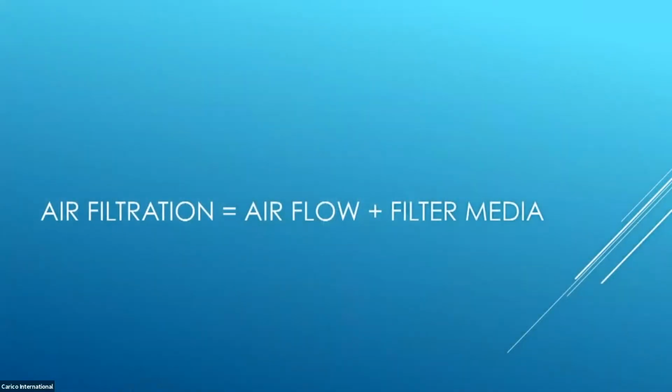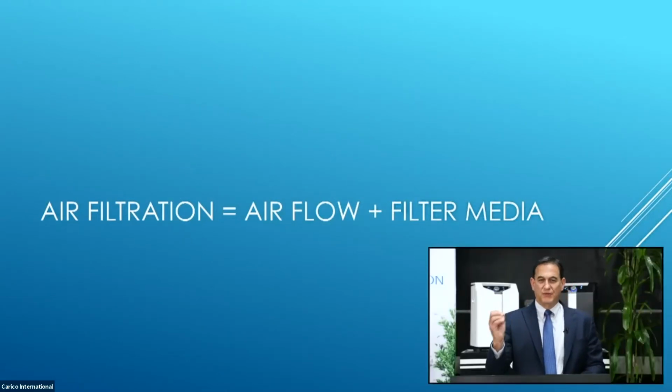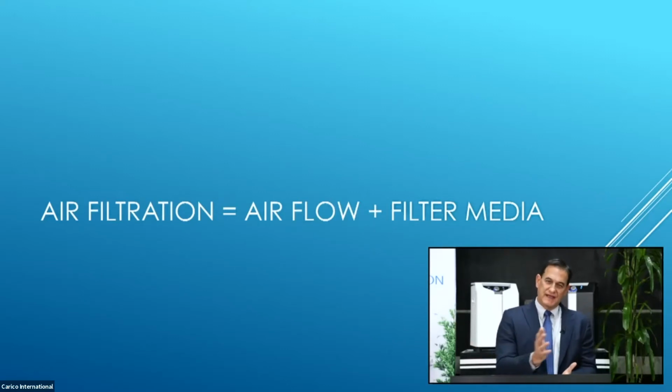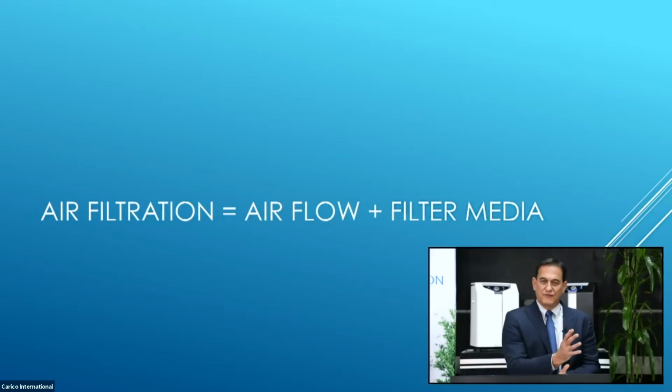So when we talk about air filtration, every air filter consists of two things: airflow plus a media. What happens is we take air and we have to run it through a machine, and that's measured in something called CFM, cubic feet per minute. That's going to be important in just a second. But the next thing is when we take that air through the machine, we have to run it over some type of filter.